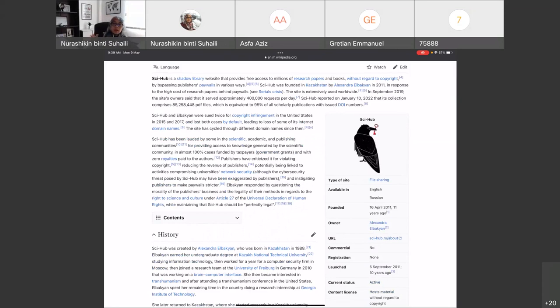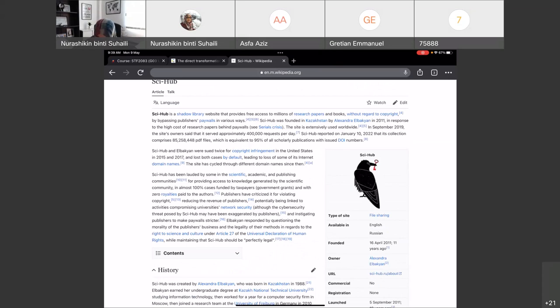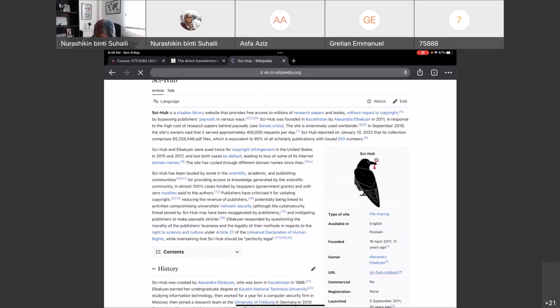So Science Hub dia kadang-kadang tak berapa stable punya URL. So you have to go to the, yang I paling suka dia pergi wiki. Go to that URL on wiki.